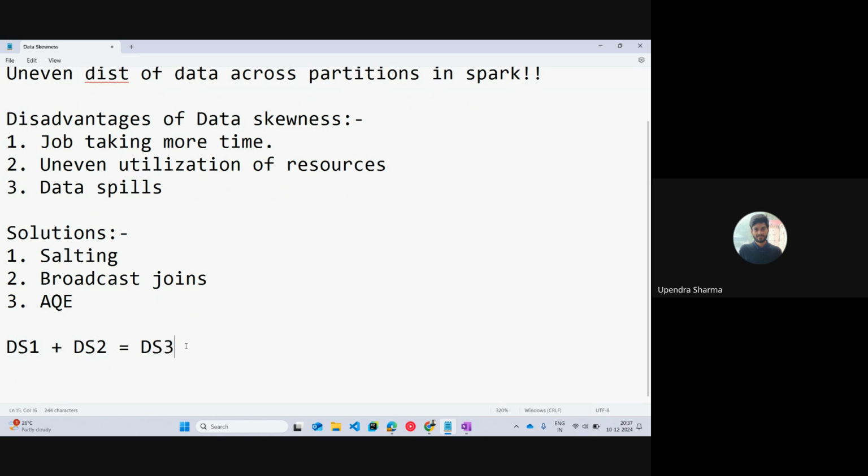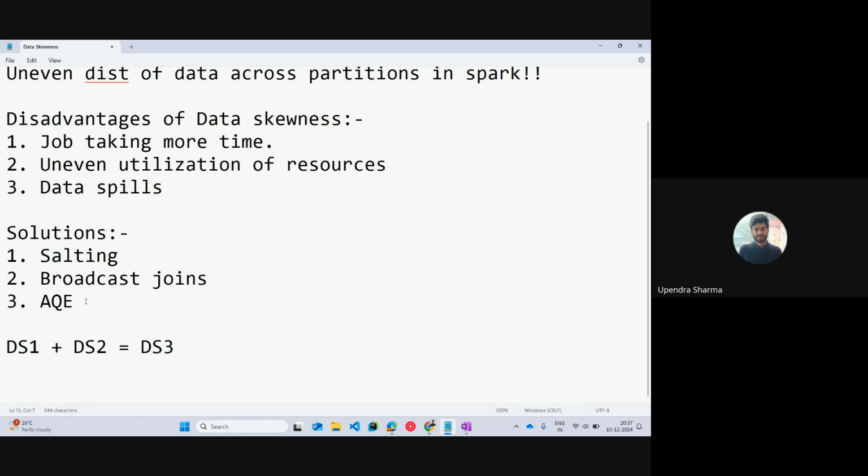Let's say when we have joined these datasets, we have a resultant dataset, let's call it dataset 3. Now it will check, is dataset 3 evenly partitioned? Is the data evenly partitioned across all the nodes? If yes, then okay. If not, then it will do sorting on this dataset on its own.